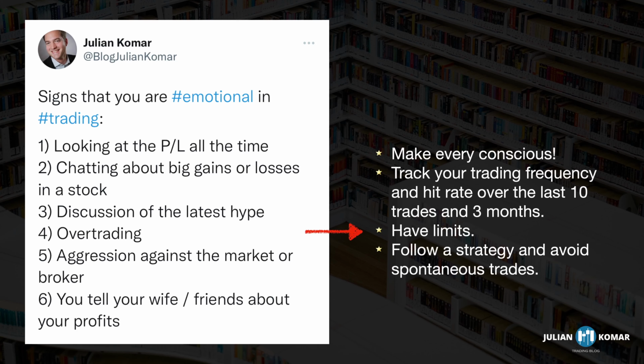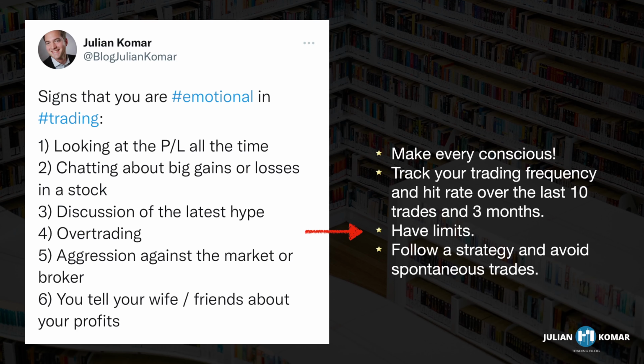You have to check off all the criteria. In that situation, you make the process conscious, and you cannot make spontaneous trades if you have to fill out a checklist before. And that is the first thing.